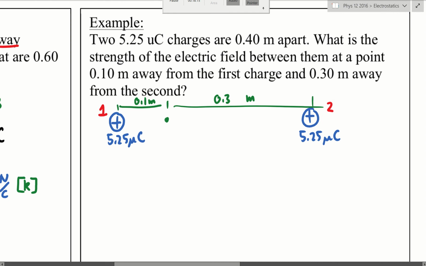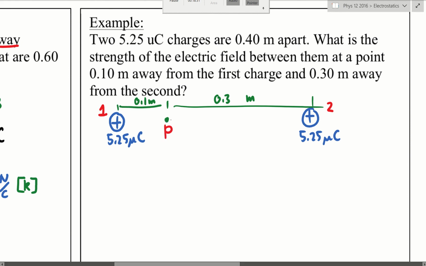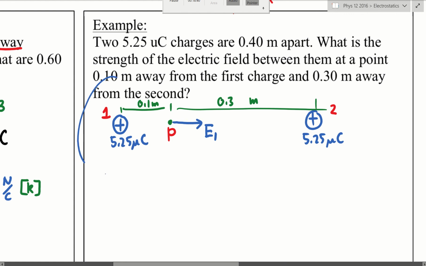Now, let's see. Remember, electric field from positive charge is always going away from it. So from charge 1, the electric field going through this point P, which is an arbitrary point that the question picked, happens to be going to the right-hand side. So let's draw that. So charge 1 happens to be like that. So this is going to be our E1. Is the electric field at point P due to charge 1.